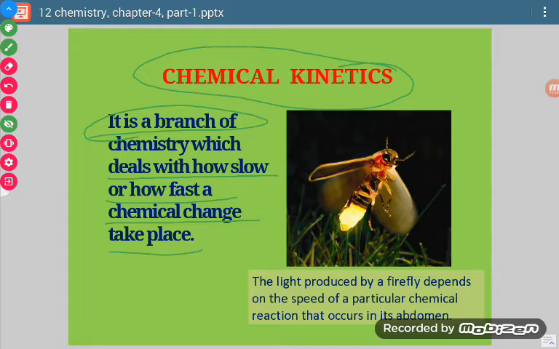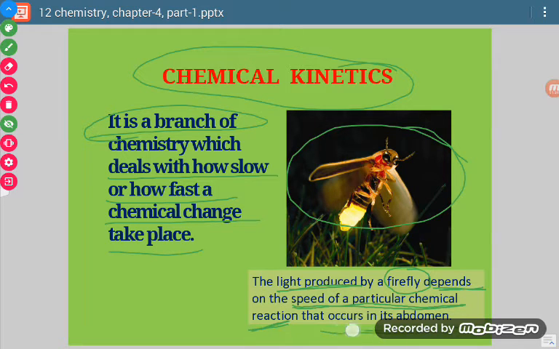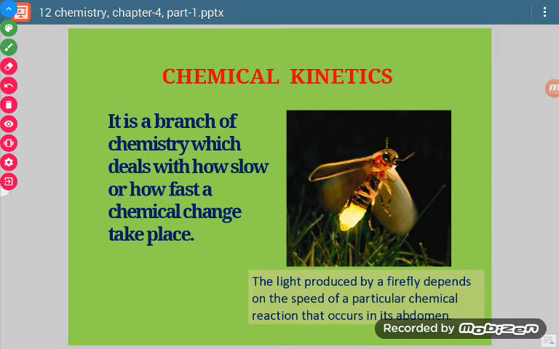Okay. Now see one example, here it is shown. You have seen a firefly. So we are able to see light in a firefly. So what is that? How does it come? This production of light depends on the speed of a particular chemical reaction which occurs in its abdomen. Okay. So this light is the result of a particular chemical reaction which occurs inside the abdomen of the firefly.